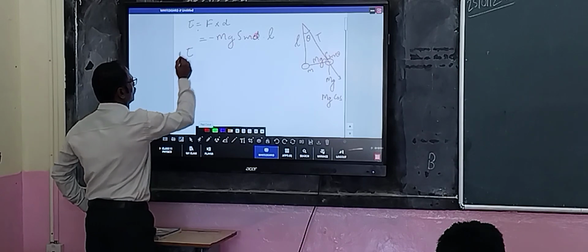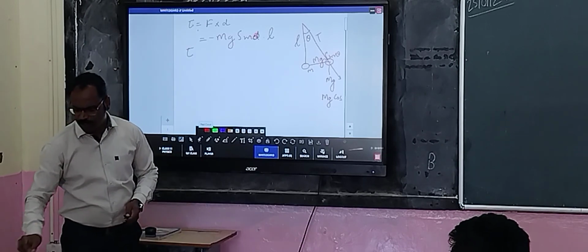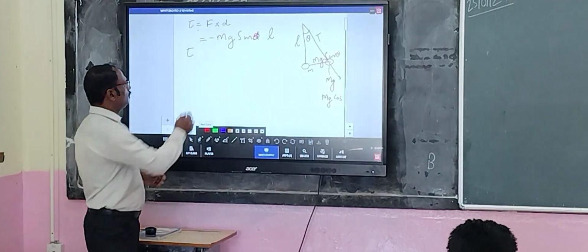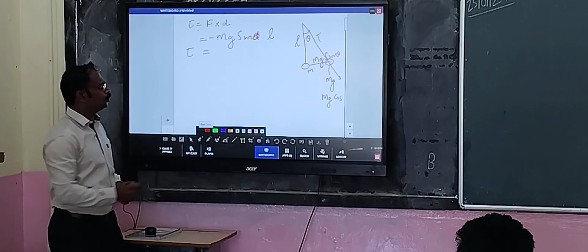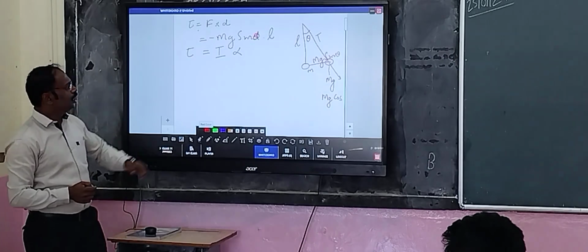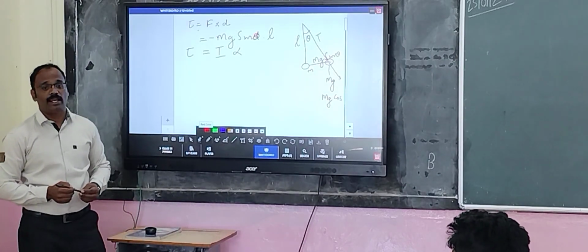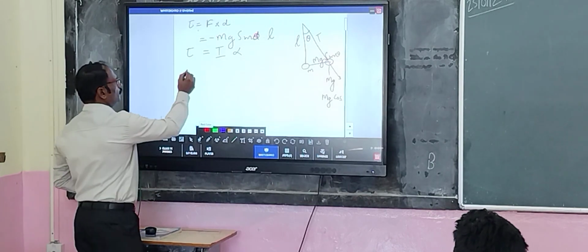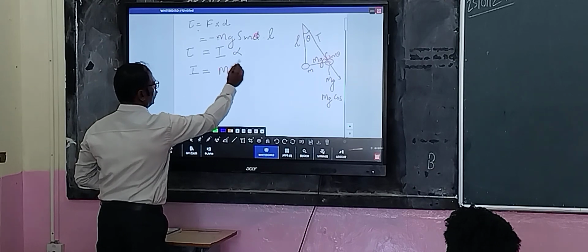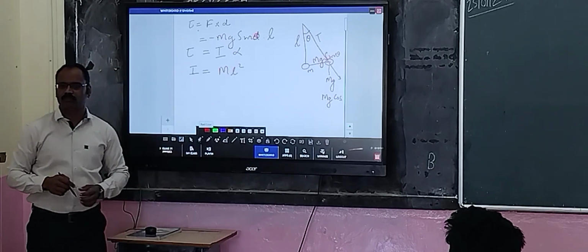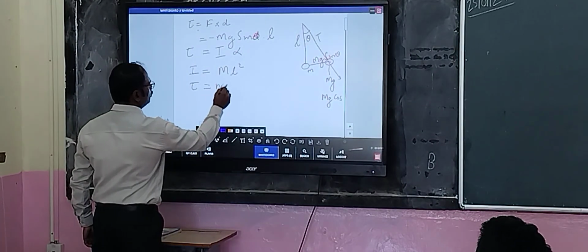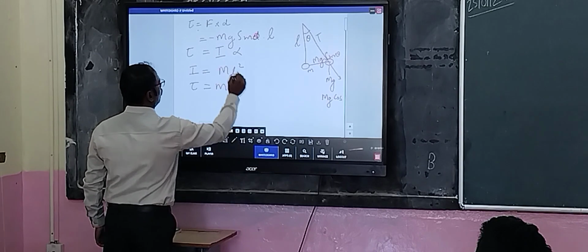Now in the case of rotational motion, since the bob is moving like this, this is a case of rotational motion. So we can write the equation for rotational motion, that is torque is equal to I into alpha, where I is called the moment of inertia and alpha is called the angular acceleration. Also in this case, I is equal to mL squared. m is the mass and L is the length of the string or length of the pendulum. Now torque is equal to mL squared into alpha.